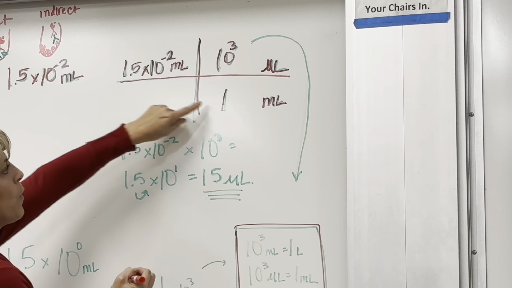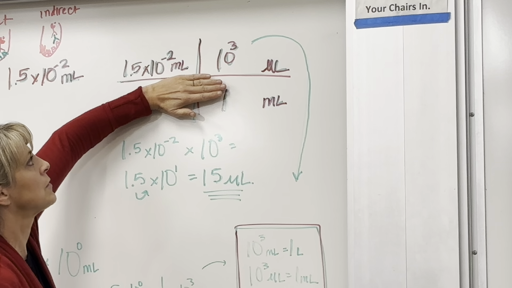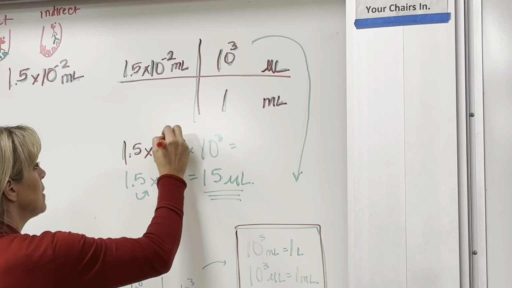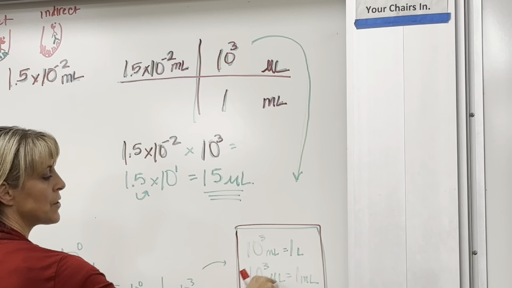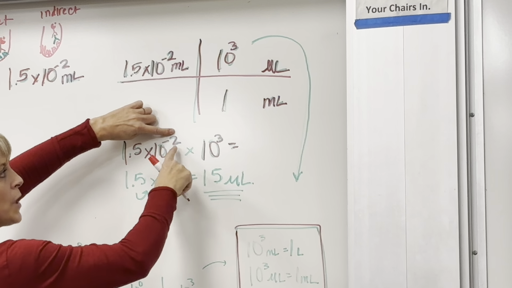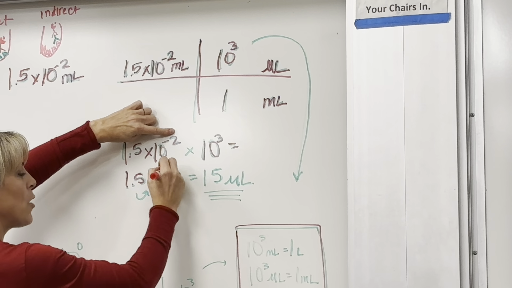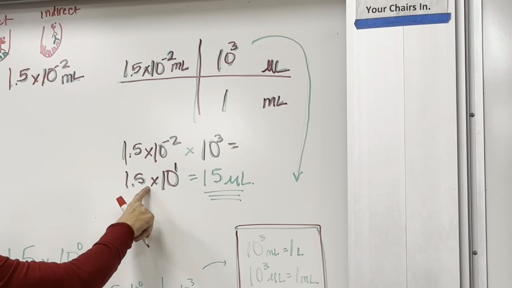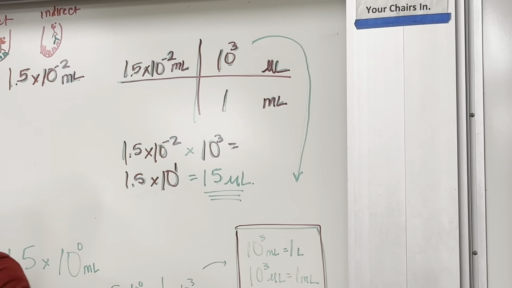Now dividing by 1 means nothing, so we can get rid of that. All we're going to do is multiply these two: 1.5 times 10 to the negative 2 times 10 to the third. Here, we just add the exponents. 3 plus a negative 2 is 1. What this 1 tells us is how many times to move the decimal. 1 is saying move your decimal once. If you're moving it negative, you go that way. If you're moving it positive, you go that way.